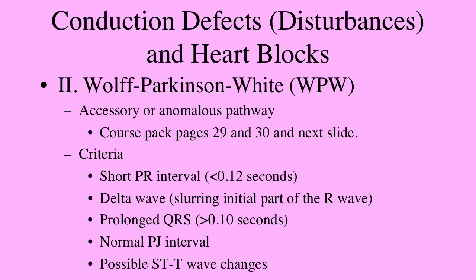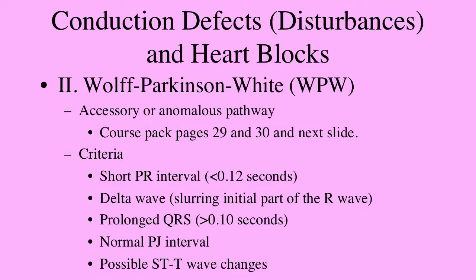So if we go forward to the next slide, again, under the conduction defects, and you can call these disturbances, is the syndrome called Wolff-Parkinson-White, WPW. Some cardiologists, Wolff, Parkinson, and White, put their names on it, but usually everybody just says WPW. And this is where you have an accessory or anomalous pathway. And the pathway is something that goes around the AV node.